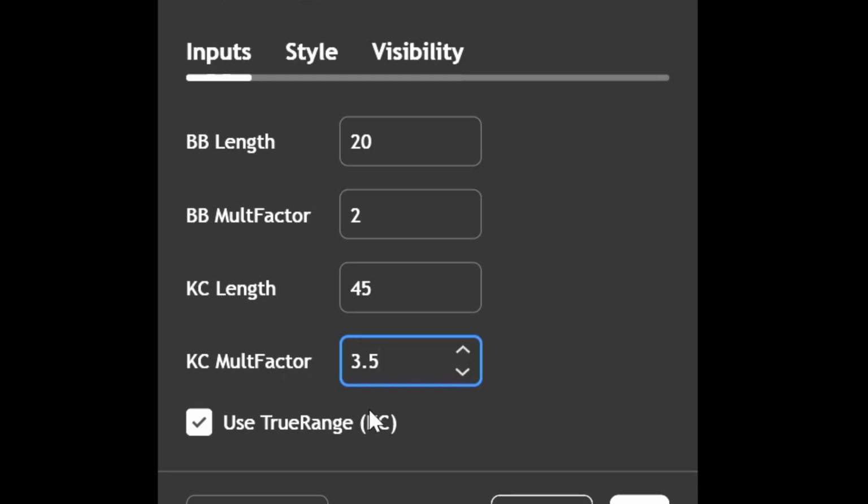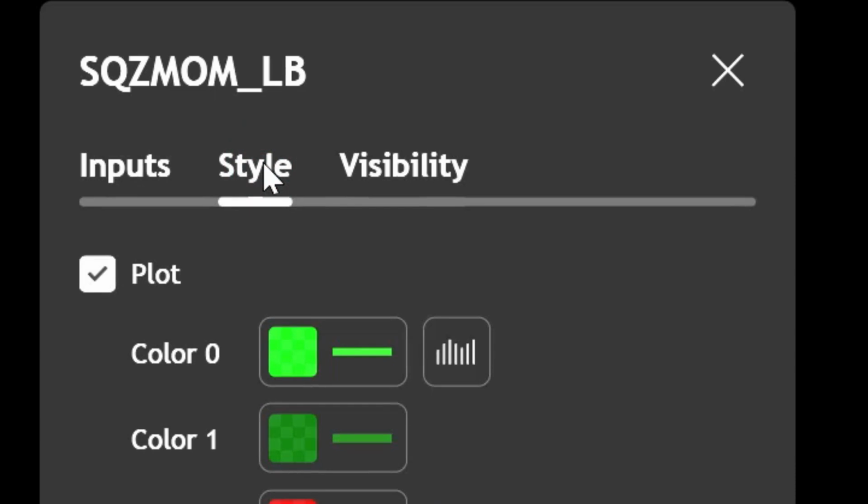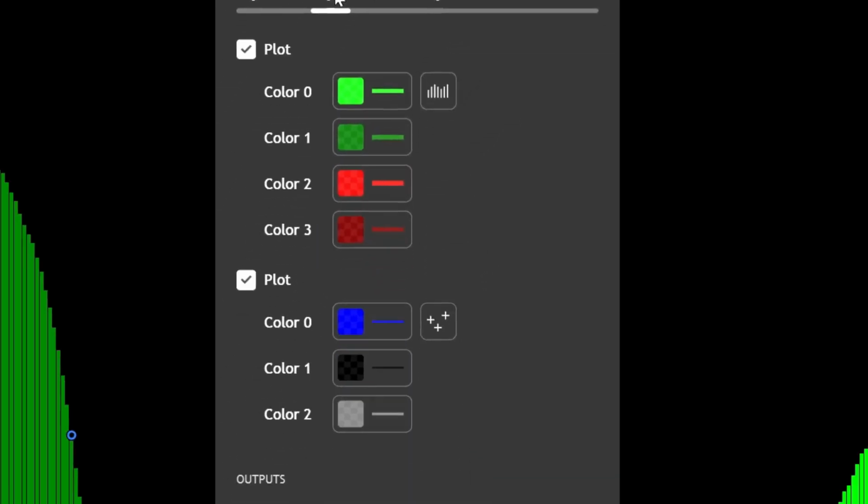Now let's clean up the display. Head over to the Style tab. We're gonna disable the second plot option. We don't need the extra clutter. We want a clear focus view.